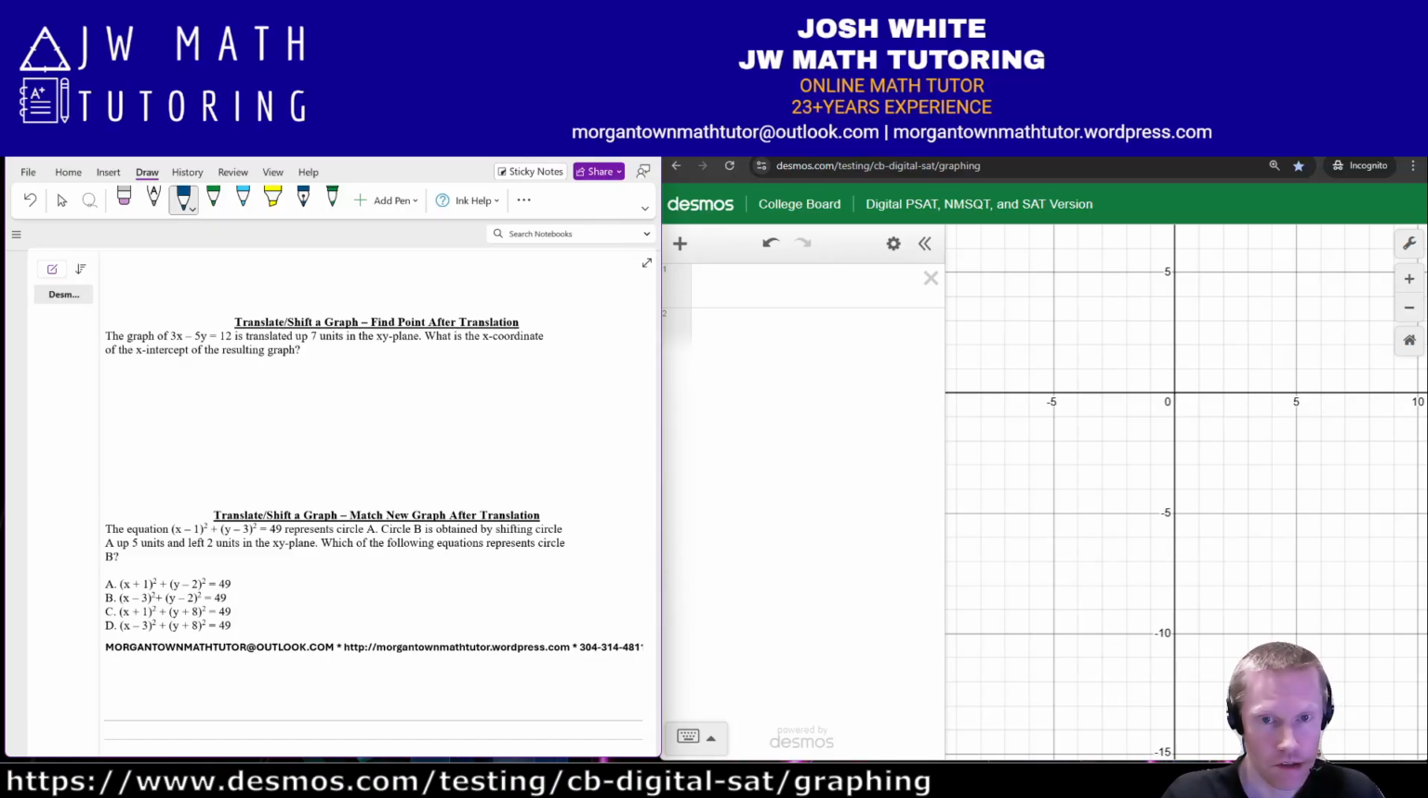In order to do a translation using the method that I've demonstrated here, the function has to be of the form y equals everything else on the other side, or f of x equals everything else on the other side. So the point is, you can't type in 3x minus 5y equals 12 and then just do a plus 7 to that to try to shift it up 7 units.